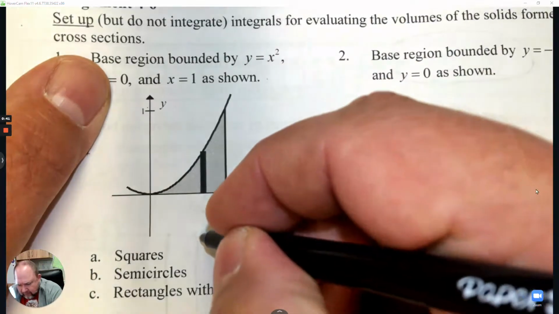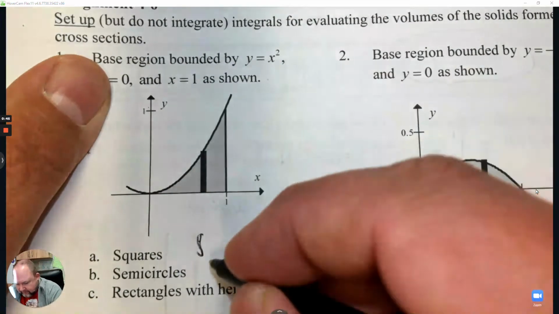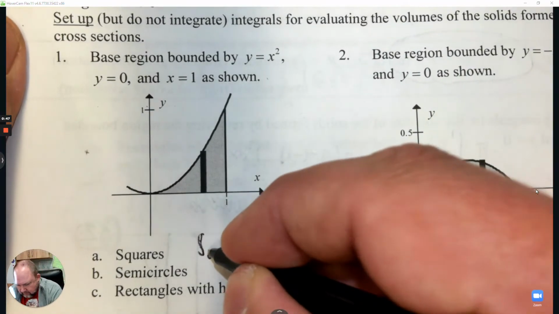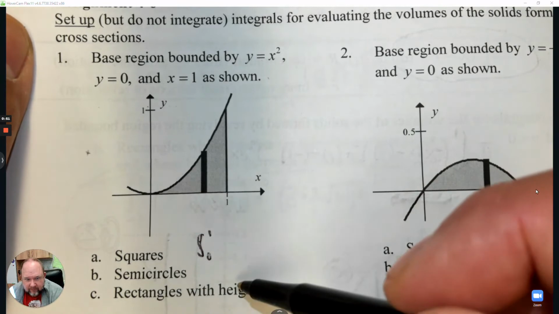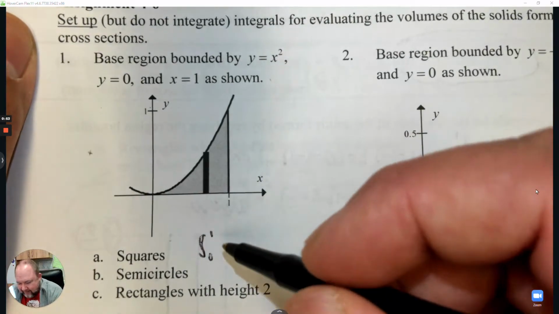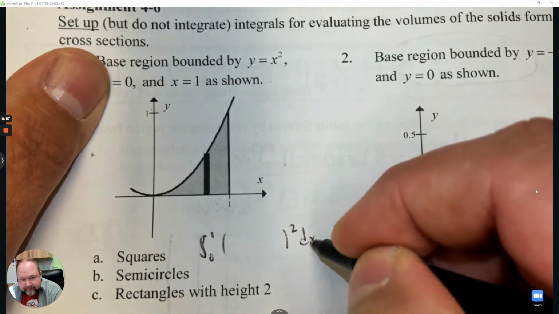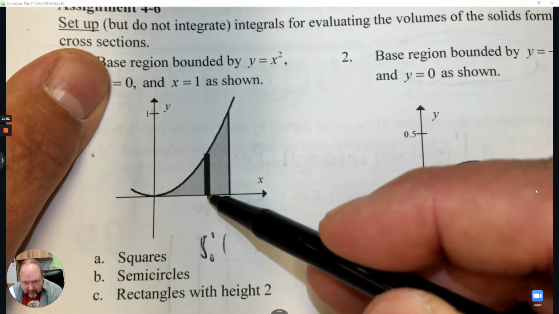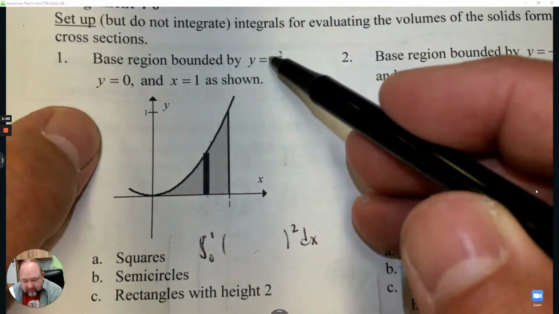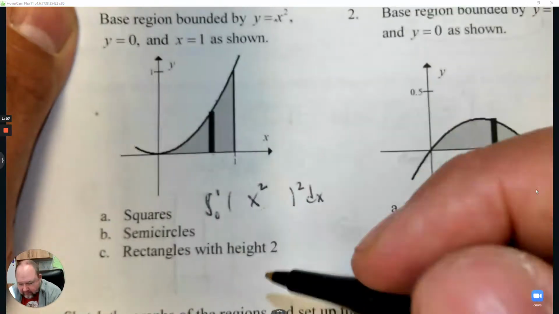So this is an integration question. We're integrating from 0 to 1. And again, you would do this work in your notebook, not here in the textbook. And then a square, the formula is you take the base and square it. And then in this spot is where you go top, subtract bottom. So the top is x squared, the bottom 0, so just x squared take away 0, and there's the setup.